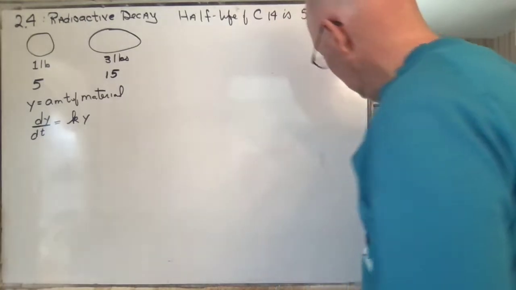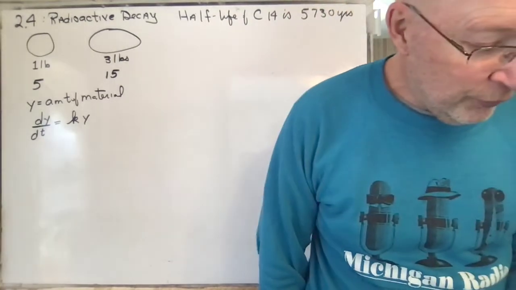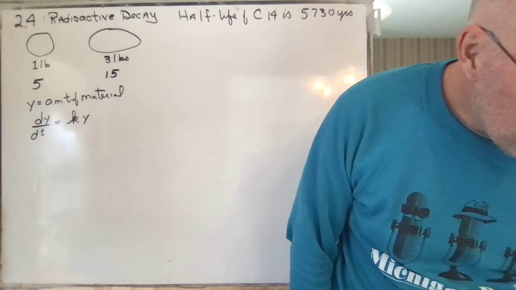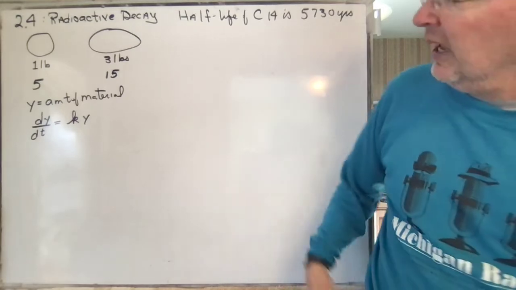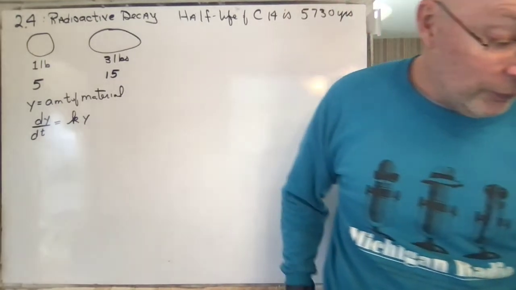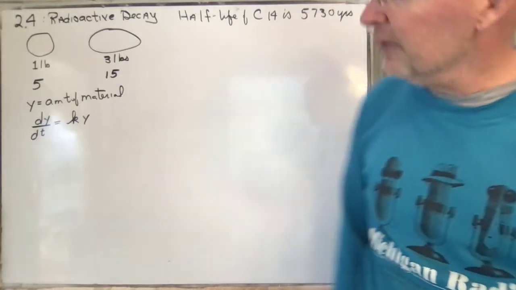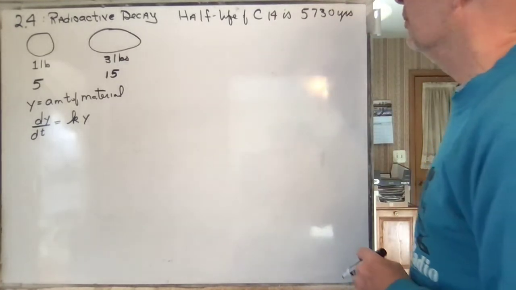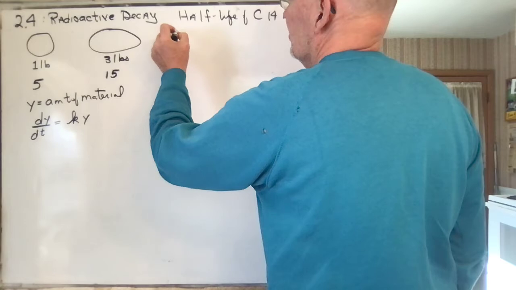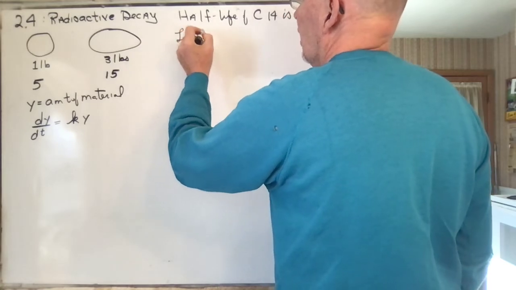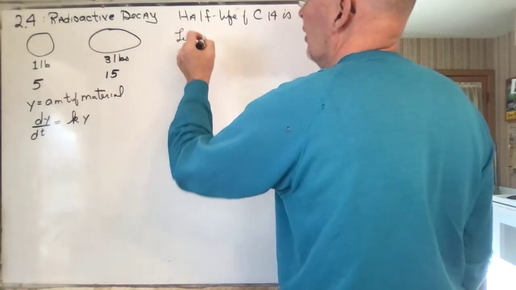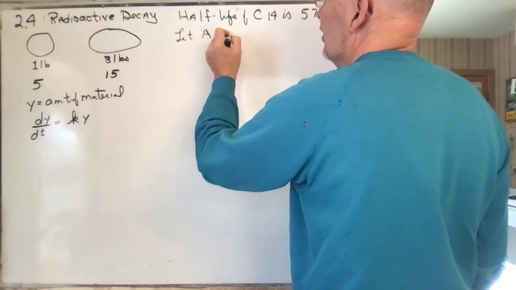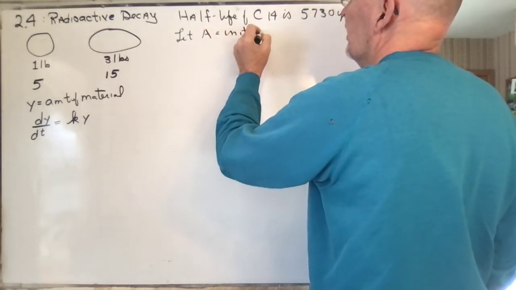So let's do the first problem, the first exercise here. It says, first of all, find the value of k, this value here, for carbon-14. That's the first thing we have to do. So let y be the amount, and let A equal the initial amount.